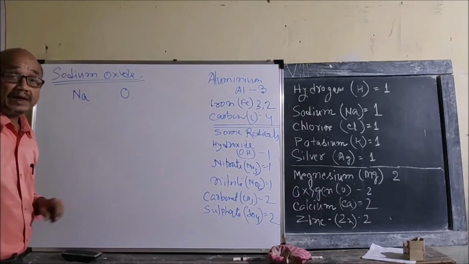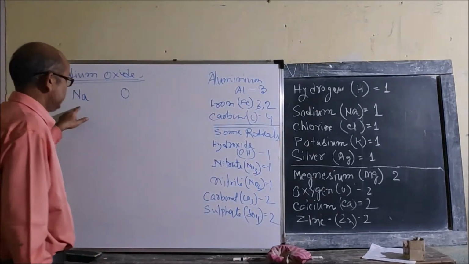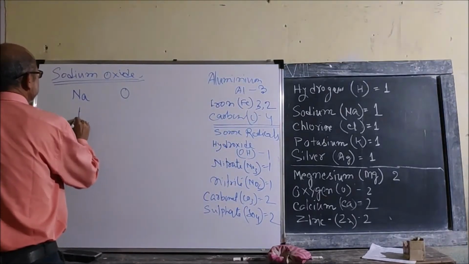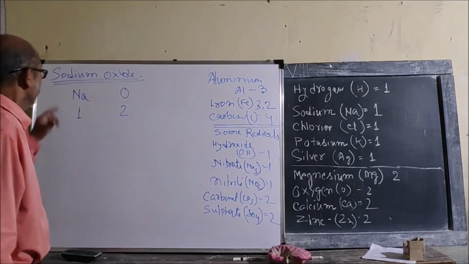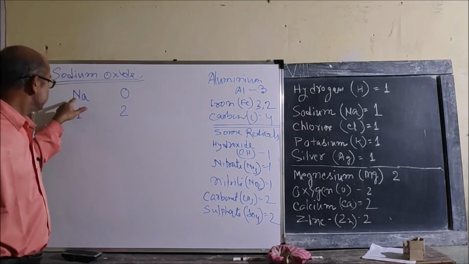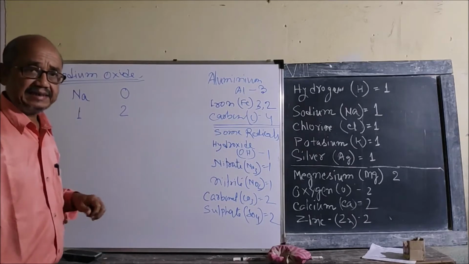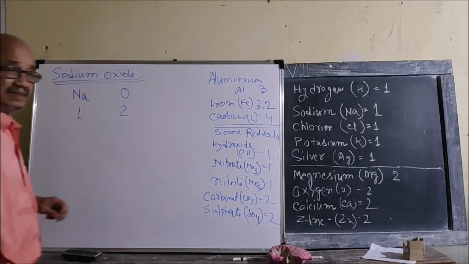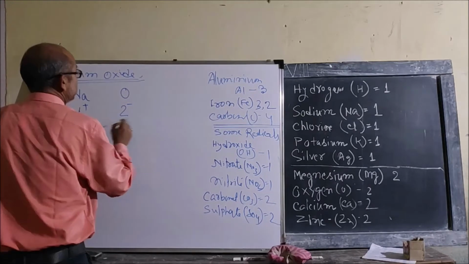Now we have to write the valences of the elements. The valence of sodium is 1, and oxygen 2. Now we have to keep in mind that one is a metal and the other is a non-metal. When a metal and a non-metal react, we have to put the valences with their ionic symbol. So this sodium is a metal, plus, and oxygen is minus.